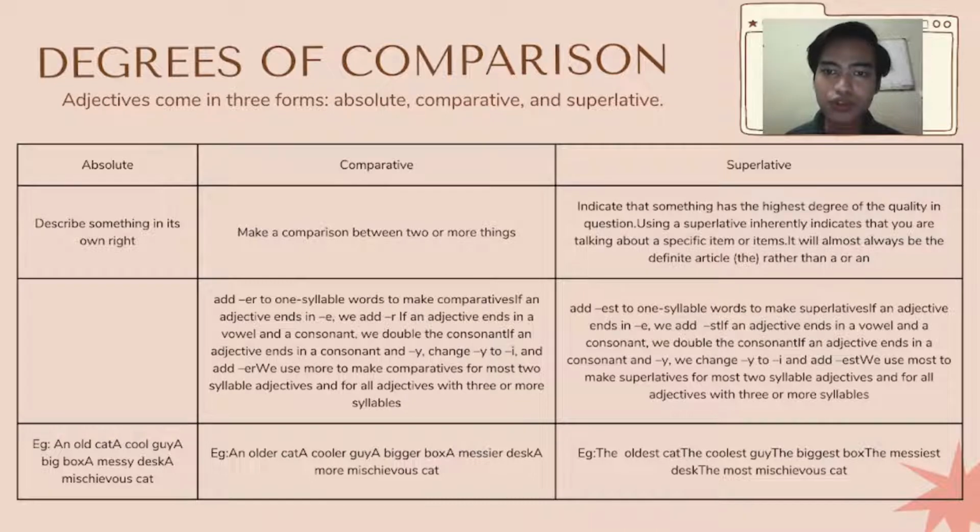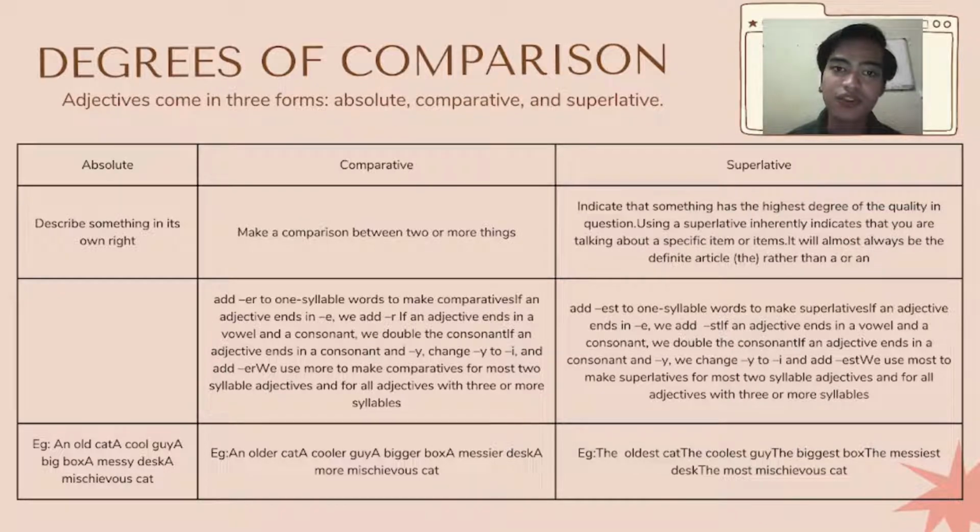We also use most to make the superlative for most two-syllable adjectives and for all adjectives with three or more syllables. As for example, for absolute: an old cat, a cool guy, a big box, a messy desk, a mischievous cat.